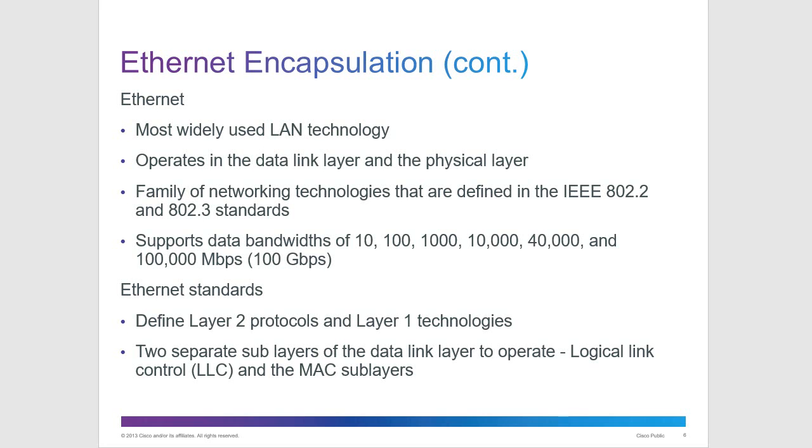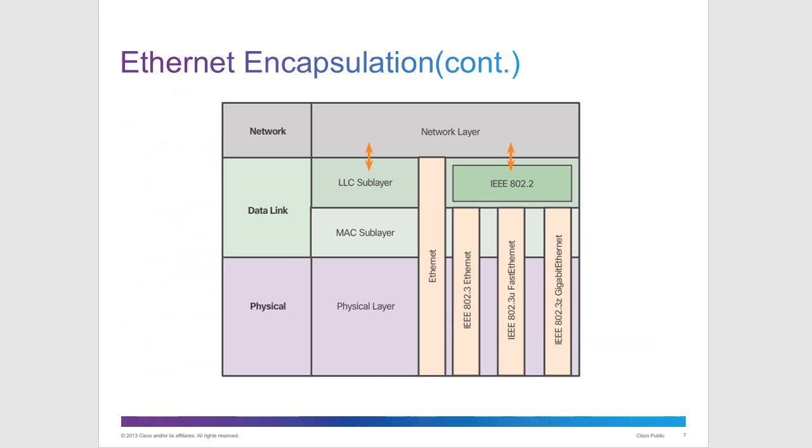Defines layer 2 protocols and layer 1 technologies, broken up into two parts: the logical link control and the MAC sublayers. So we'll go down once again. We've seen this before, so you can see how the 802.2 covers the LLC sublayer. You've got Ethernet, fast Ethernet, gigabit Ethernet, all in the MAC sublayer, which is how the data link layer communicates with the physical layer. So those are the different standards you have at the MAC sublayer.